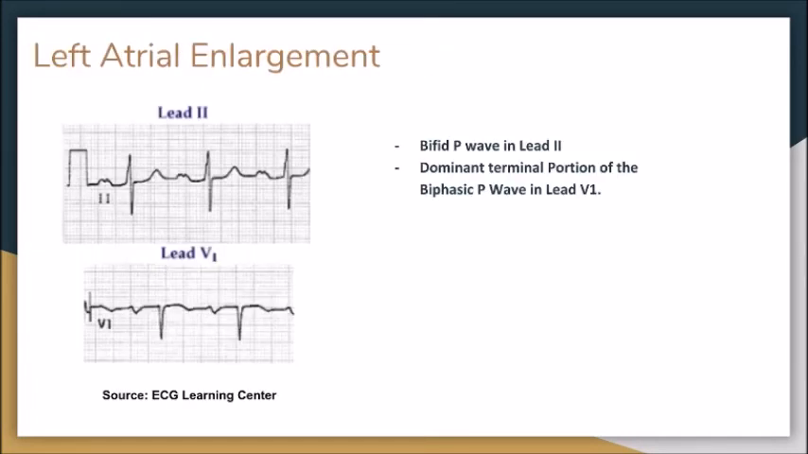So now we have left atrial enlargement. You want to look for a bifid P wave in lead 2, and if you look at the P wave here in lead 2, you see it has this part and this part, sort of like two little bumps on the P wave.